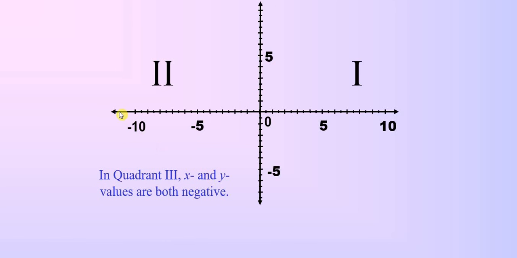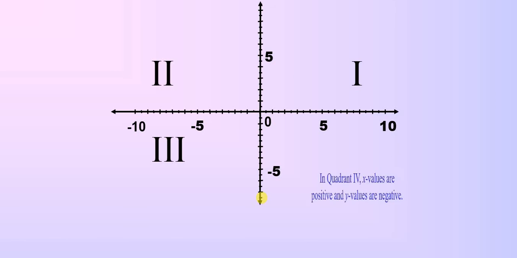In quadrant 3, the x values and the y values are all negative. This is negative, this is also negative. And in quadrant 4, x values are positive and y values are negative. So this is positive and this is negative. So here are the 4 quadrants in counterclockwise direction: 1, 2, 3, 4. So in the next video, we'll have an exercise of locating points in the Cartesian plane.